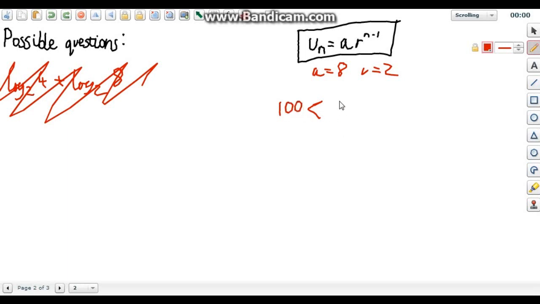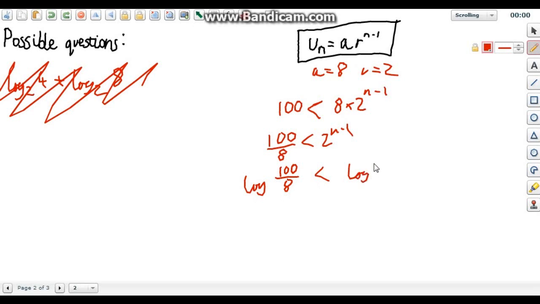So we'll have an inequality here of 8 times 2 to the n minus 1. Now here, you're going to have to use logs because you want to get n equals something. But of course, you can't bring them forward if there's an 8 here. So the first thing I would do in this example is divide by the 8. So I'd get 100 over 8 greater than 2 to the n minus 1. Then you could take logs of them both. So you'd get the log of 100 over 8 greater than the log of 2 to the n minus 1.